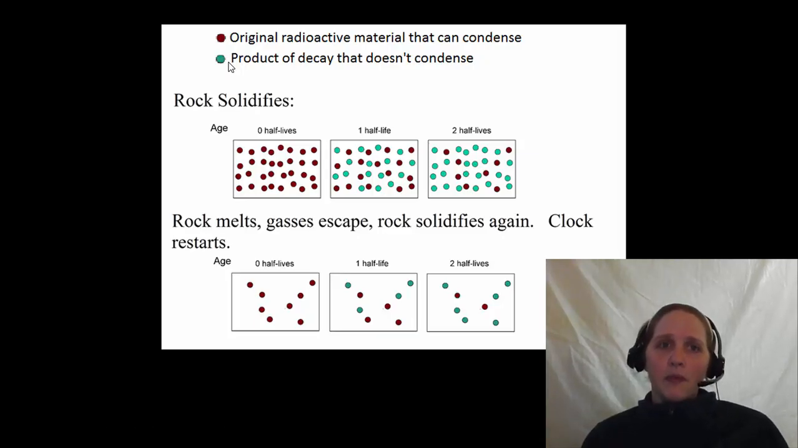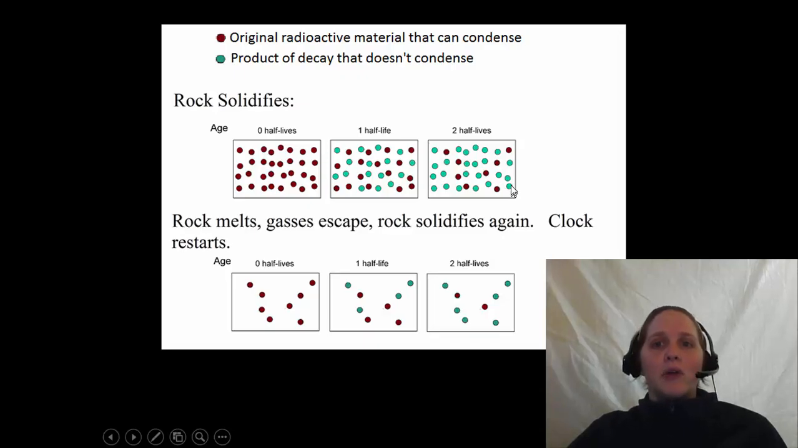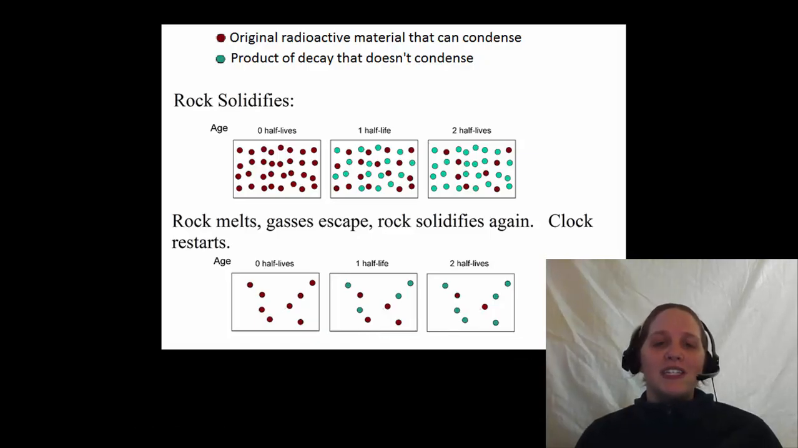There's a problem: a lot of these daughter products, these blue dots, are gaseous and they don't condense, which means that if you were to melt this rock again, the red dots would stay behind because they're solid, but the blue dots would be allowed to escape. So if you end up melting a rock, you restart the clock, and then it's going to tick, tick, tick. So radiometric dating only tells you the time since the rock last solidified.